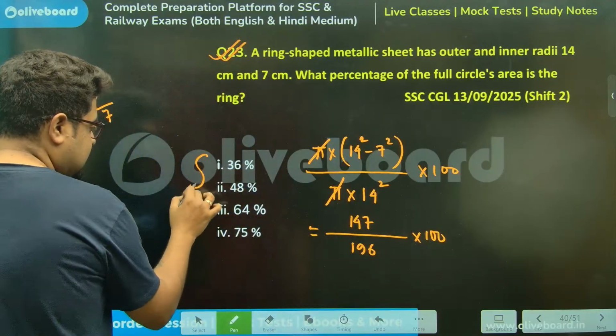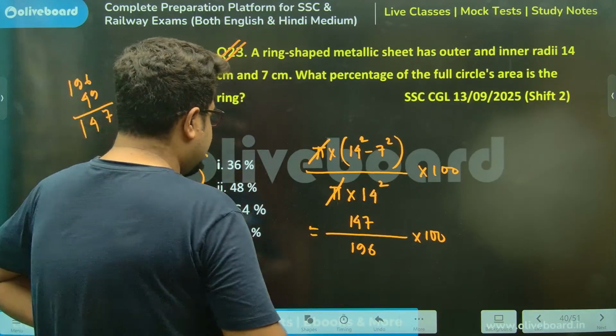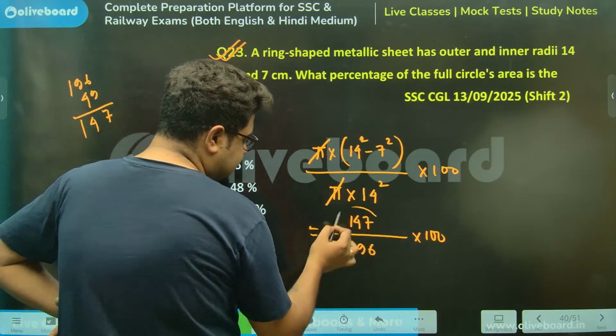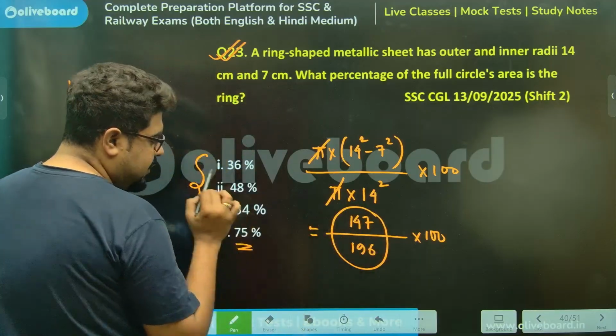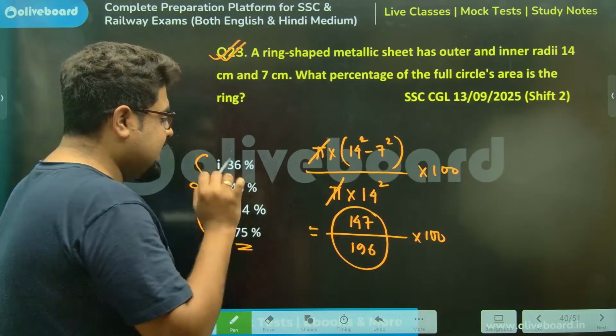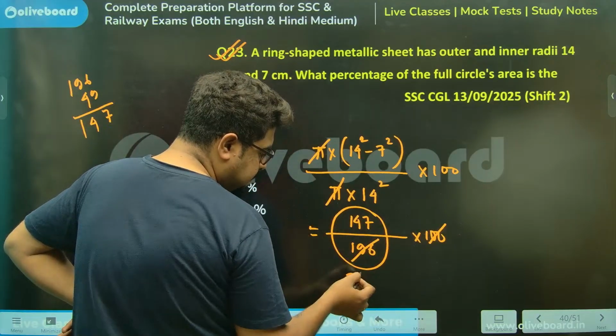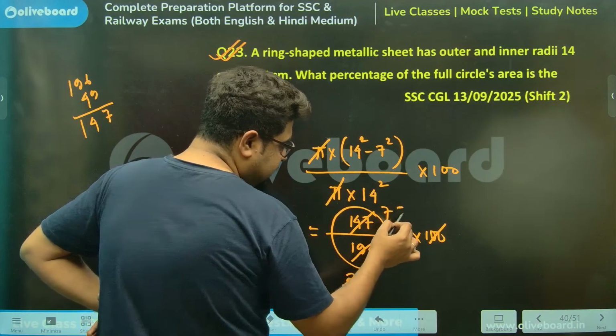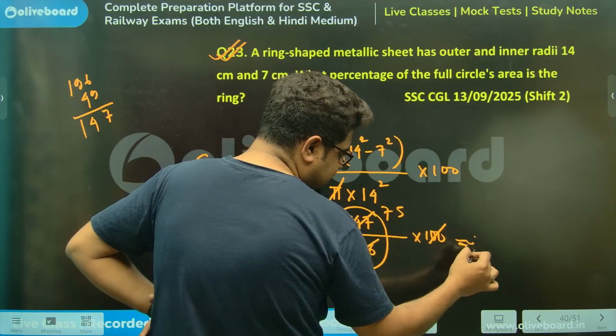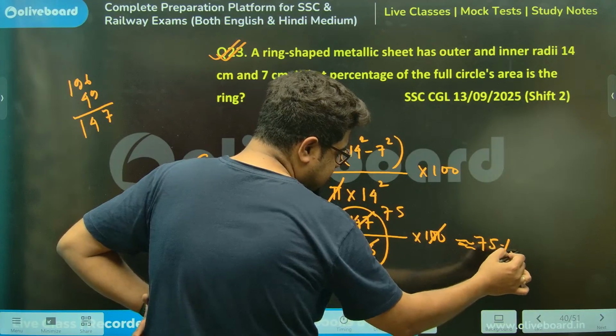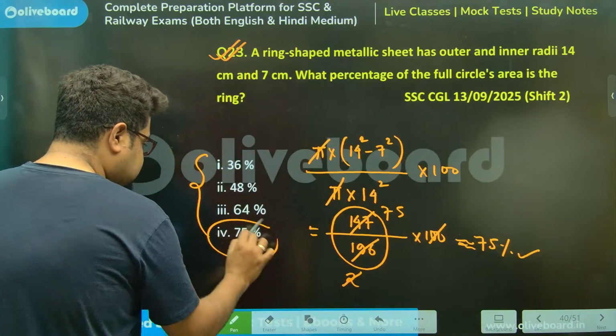Acha, options. Look at the options then. Looking at these values, 75 looks the likely candidate. But again, if you are not sure, sir, it is almost double. Almost 75. So very, very close to 75%. So again, option number 4.